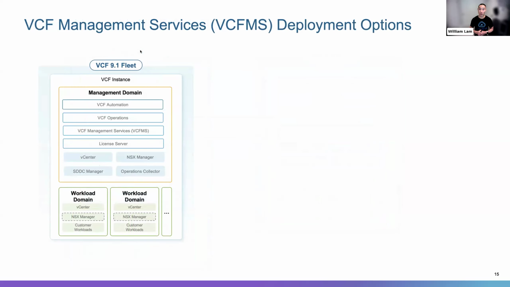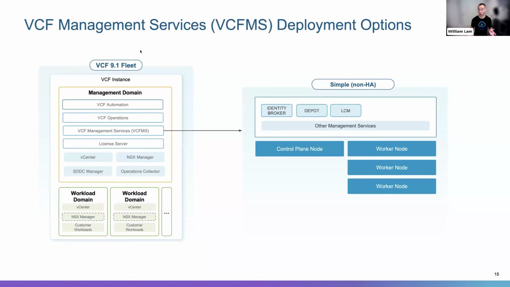So let's talk a little bit about the different types of ways in which I can deploy the VCF management services. I can start with a simple deployment known as a non-HA configuration. And here we have a couple of options, right? Obviously, I have 2 components as part of this application stack. I have something called a control plane node. You can think of this as like vCenter, right? It's the brains of the system.